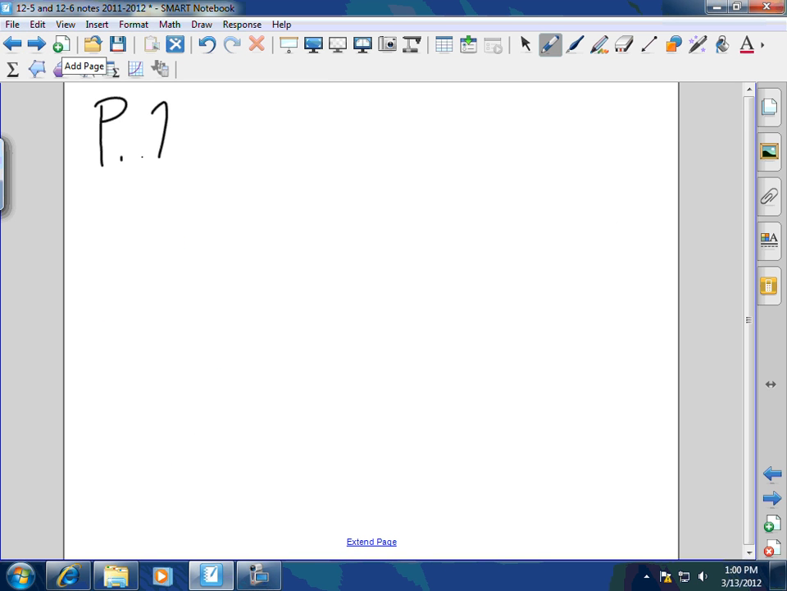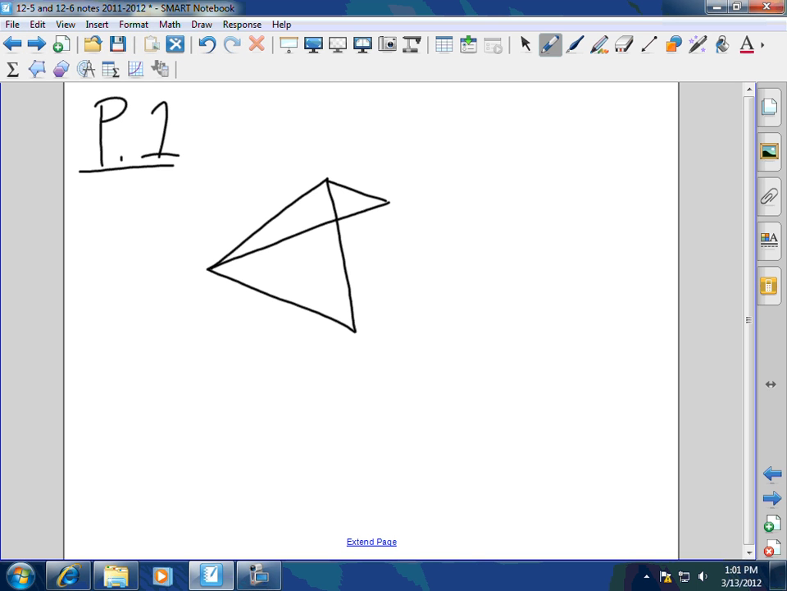For problem number 1, it says that the height of a pyramid is 21 and the pyramid's base is an equilateral triangle with sides measuring 8. What is the pyramid's volume? Now, bear with me here. My drawings aren't so great, but we've got a pyramid with a triangular base. It says the pyramid's base is an equilateral triangle, so we know all the sides are going to be equal. And we have a pyramid. I'm going to do the best I can here, guys. That's a horrible pyramid, but we're going to go ahead and say that looks great.